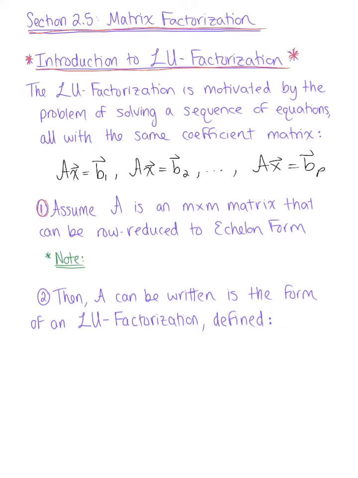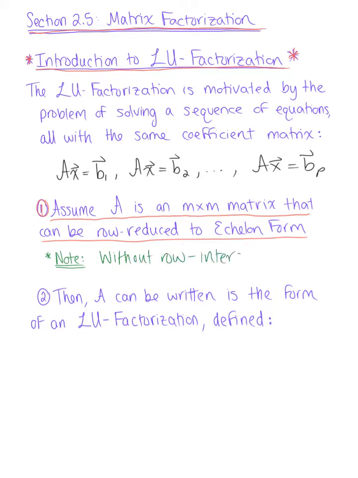So to begin this process, we want to start by assuming that matrix A is an m by m matrix that can be row reduced to echelon form. And we want to note here that these row operations are without row interchanging or row swapping.